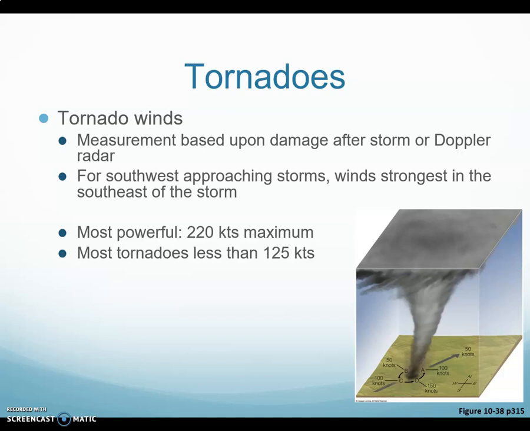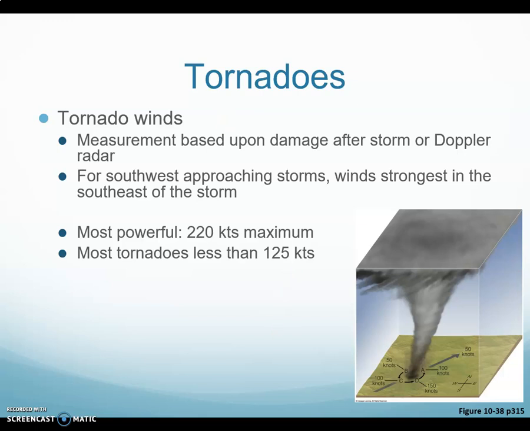So what constitutes strong winds? Well, some of the most powerful tornadoes have winds of about 220 knots. That's roughly 200 miles an hour. That's the strongest hurricane we have ever felt. That's one of the most powerful tornadoes that we've also felt. Usually we aren't up that high. Those are extreme circumstances. Most tornadoes have wind speeds of less than 125 knots.